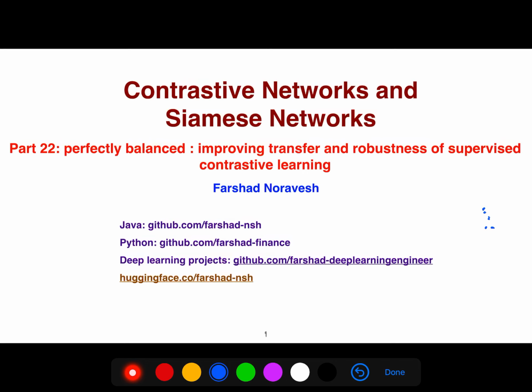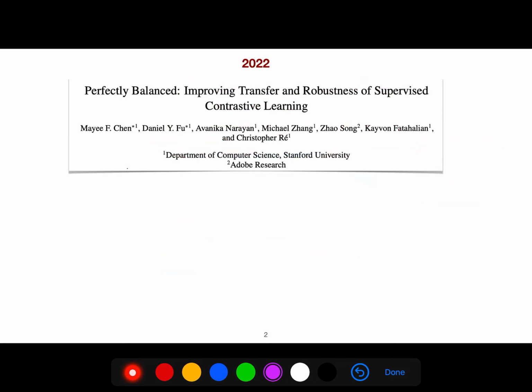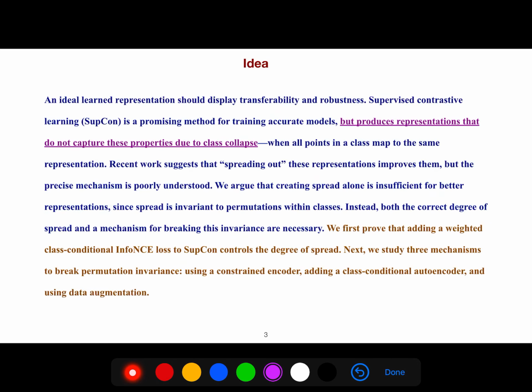In this lecture, I'm going to be talking about another approach, another way that we can improve state-of-the-art models using contrastive learning. Contrastive learning, you can use it, but 85% of the articles are about unsupervised learning, and the rest are about supervised learning, because originally it was suggested in the unsupervised setting. So we want to improve transfer and robustness of supervised contrastive learning.